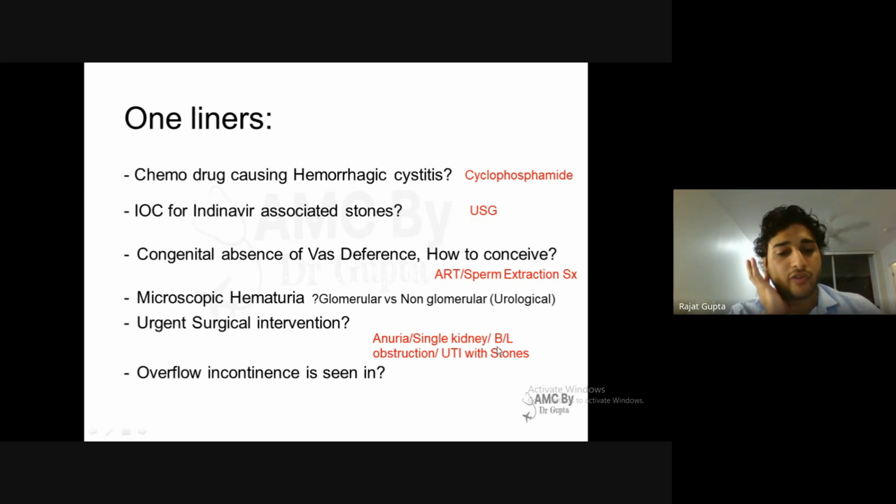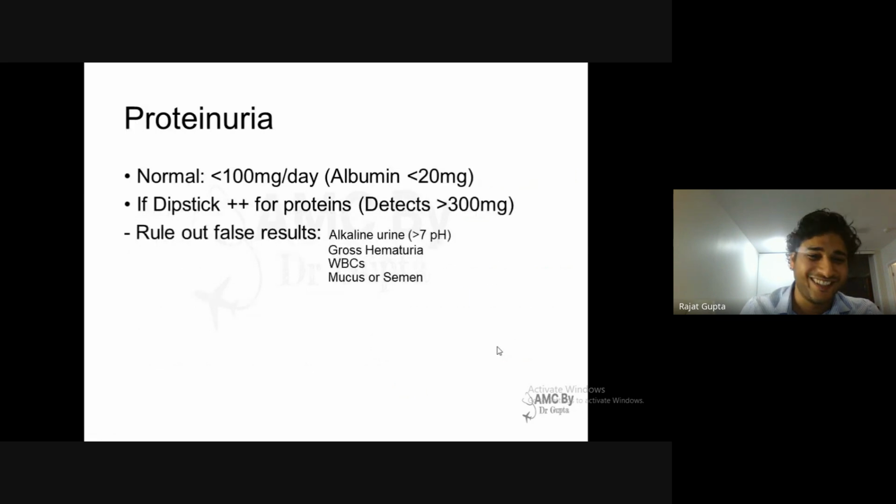Where do we see overflow incontinence? In what case? Yes, definitely. Very good. I forgot. Yes, very good. You guys are already prepared.